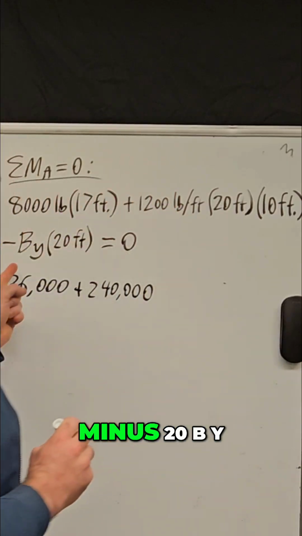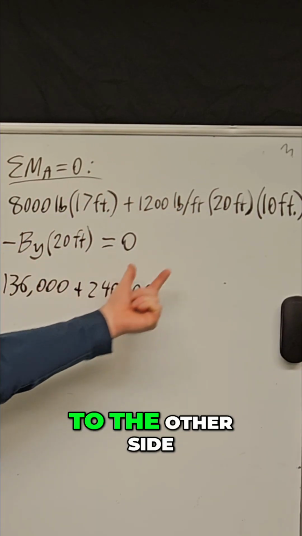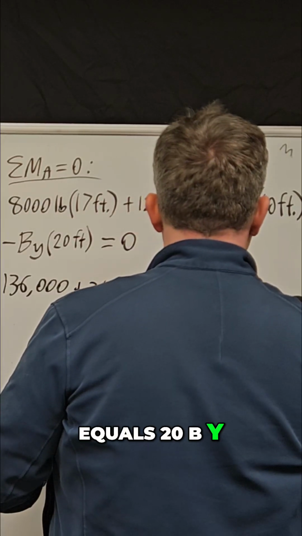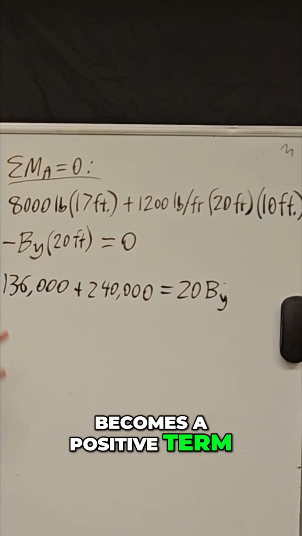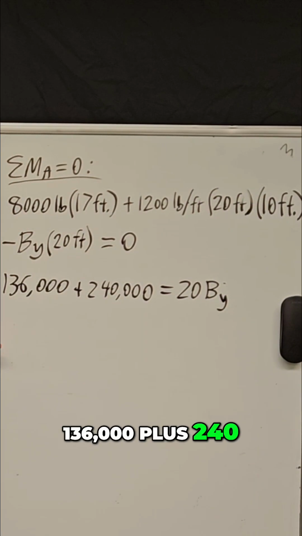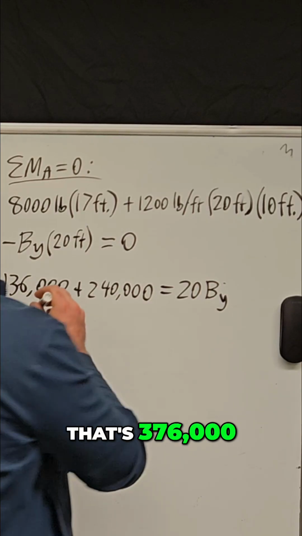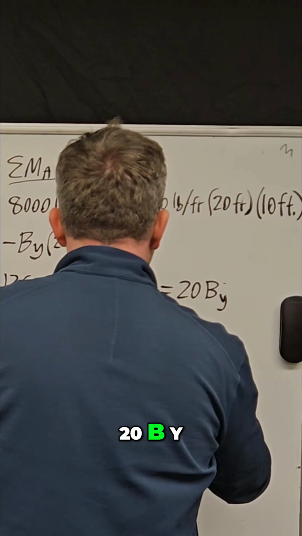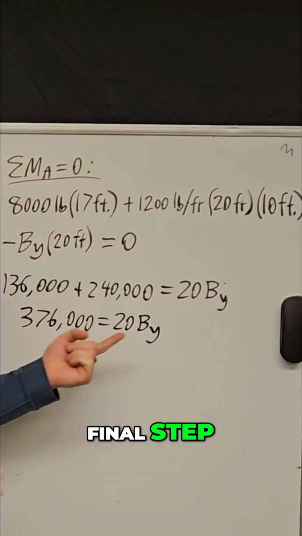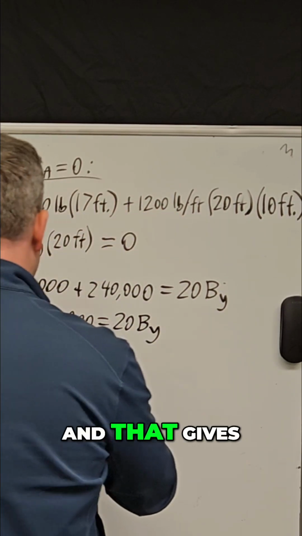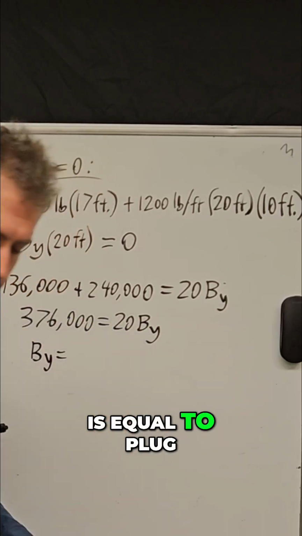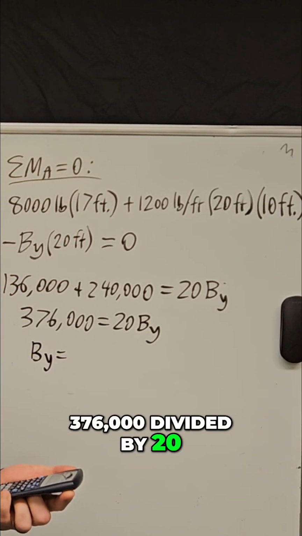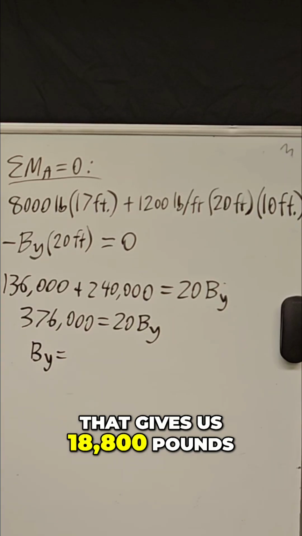And then minus 20 By. Let's go ahead and move that to the other side of the equation. So we're going to say equals 20 By. So now that becomes a positive term. 136,000 plus 240,000, that's 376,000, is equal to 20 By. Final step, divide both sides by 20, and that gives us By is equal to, let's plug it in, 376,000 divided by 20. That gives us 18,800 pounds.